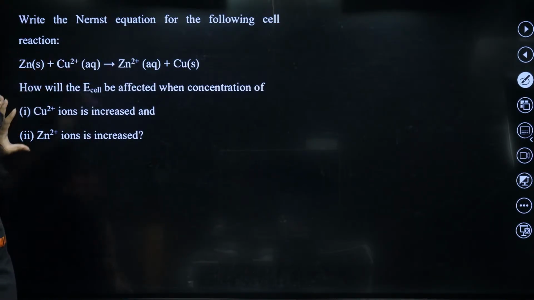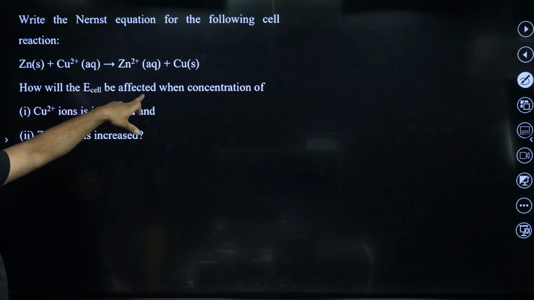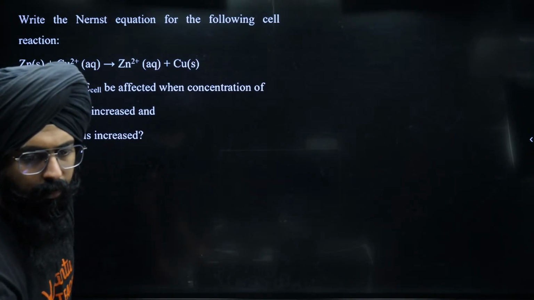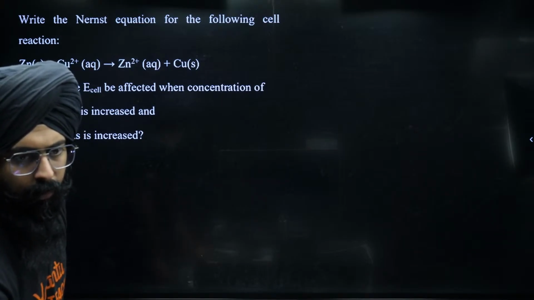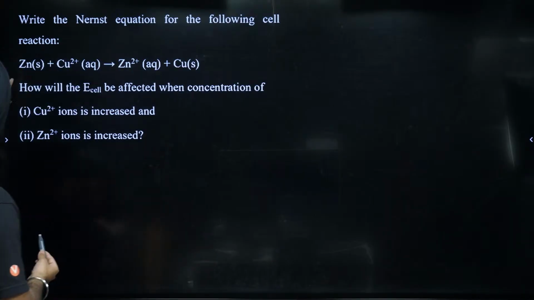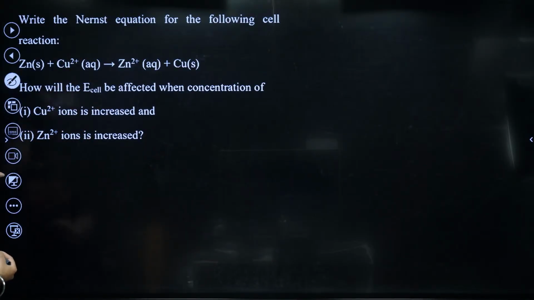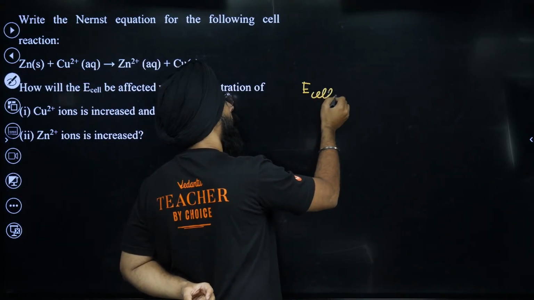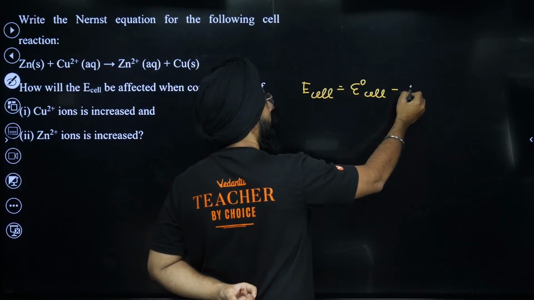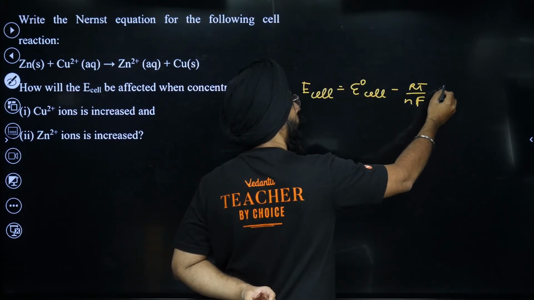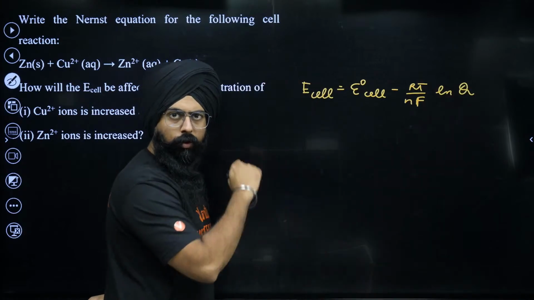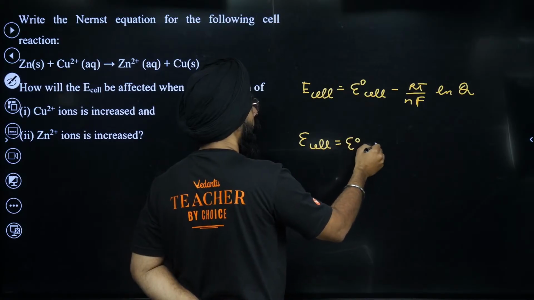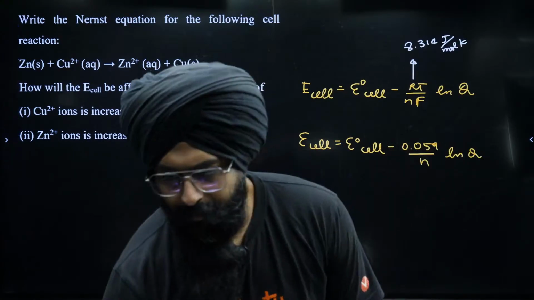Write the Nernst equation for the following cell reaction and how will the E cell be affected when the concentration of ions is varied in this particular fashion. Okay, so can we figure out how this is going to work? The Nernst equation, how do we write Nernst equation? Do you remember? Okay, E cell is equal to E naught cell minus RT by NF ln of reaction quotient. This is your Nernst equation. It can be simplified in this manner. E cell is equal to E naught cell minus 0.059.